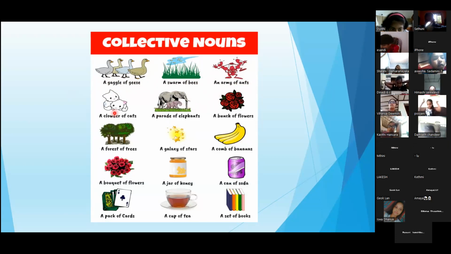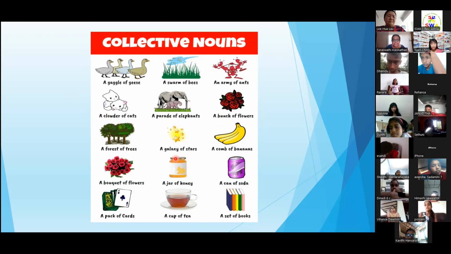Right? Cats, a clowder of cats. Elephants, a parade of elephants. Flowers, a bunch of flowers. A forest of trees. A galaxy of stars. So when you're in the night, you look up at the sky and see so many stars together. You don't just say stars. Now you can have a new word to it. You can say, oh goodness, look at the galaxy of stars. There's so many of them.